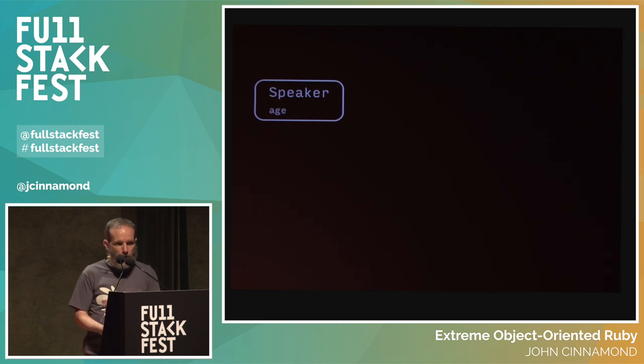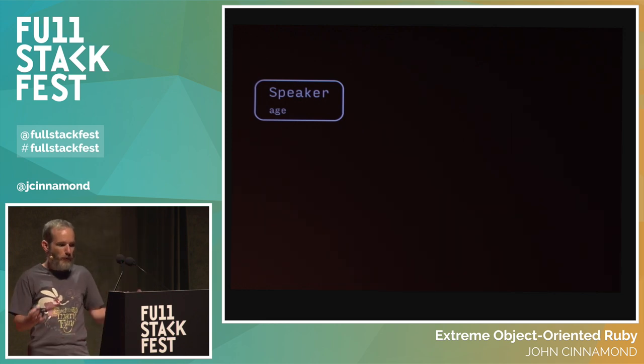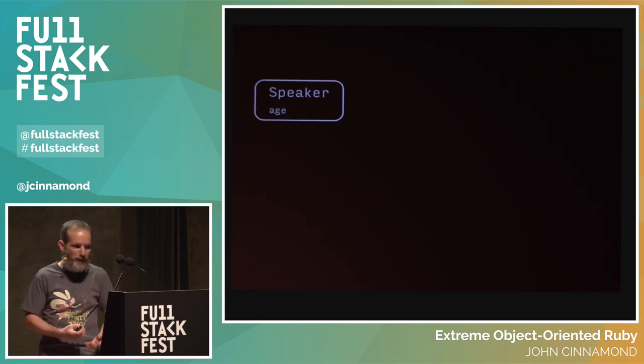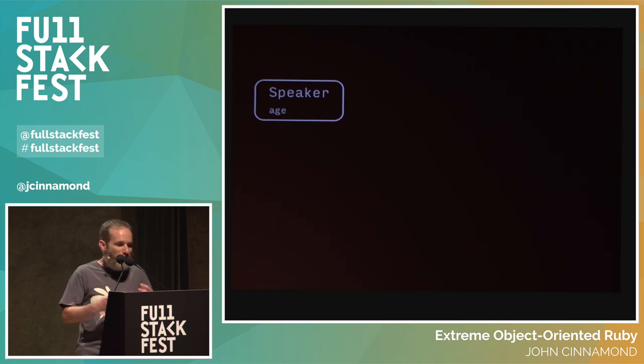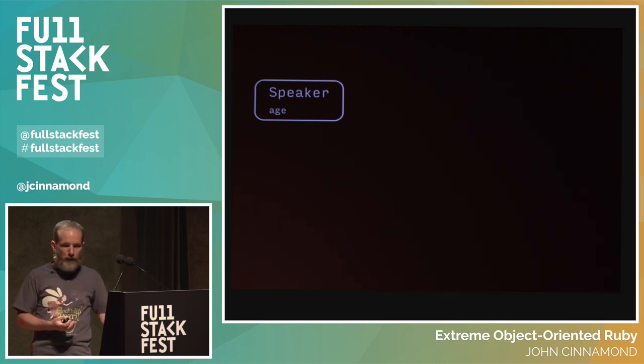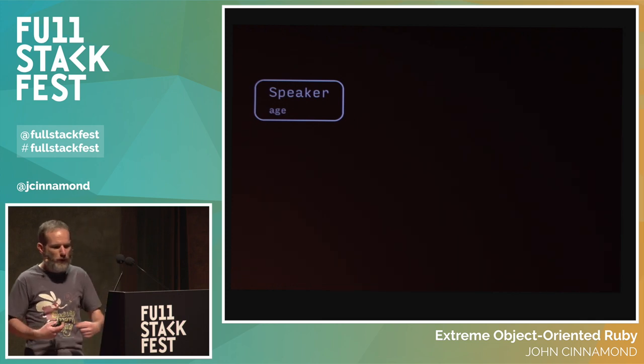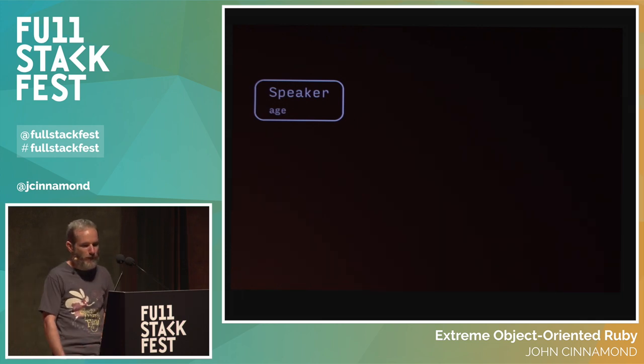And here I've given speaker a single attribute of age. For some reason, we want to know the age of the speakers. Now, age is just an attribute inside Ruby. And this is what I'm going to call the local state of this object. So when we instantiate this object, let's say we create a speaker to represent me, we're going to set the age to something. So we'll set it to 21, because 21 is clearly my age, right?